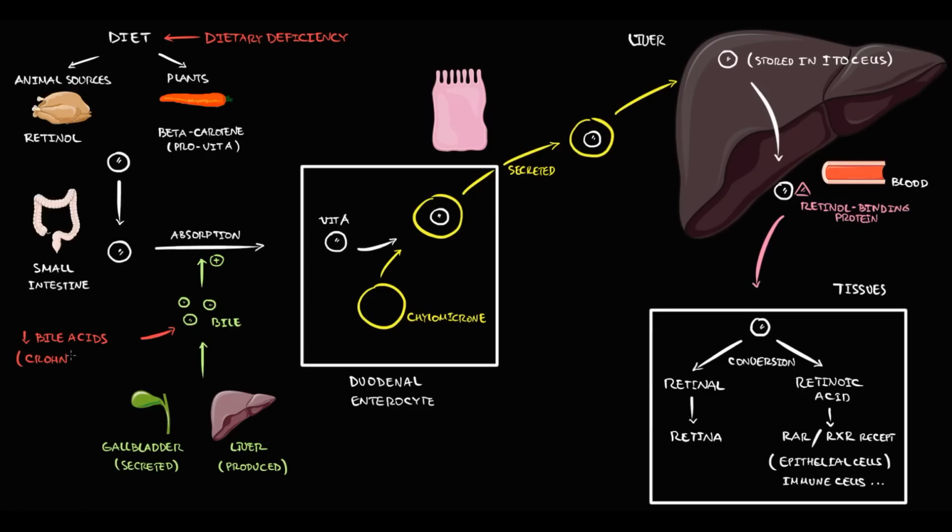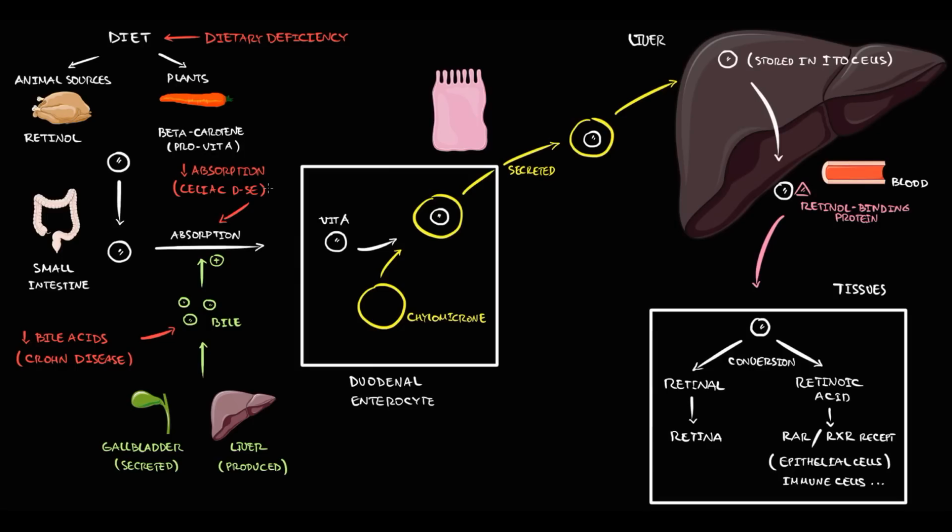We know that bile acids are essential for vitamin A absorption, and in conditions like Crohn's disease, the amount of bile acids decreases, which will cause a decrease in vitamin A absorption. Another disorder that affects vitamin A absorption is celiac disease, because we know that it's duodenal enterocytes that absorb vitamin A, and if something happens to them, the absorption of vitamin A will decrease.